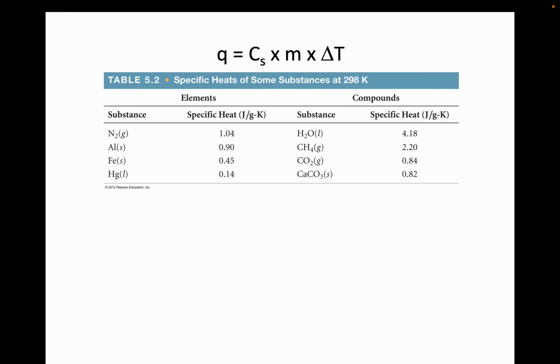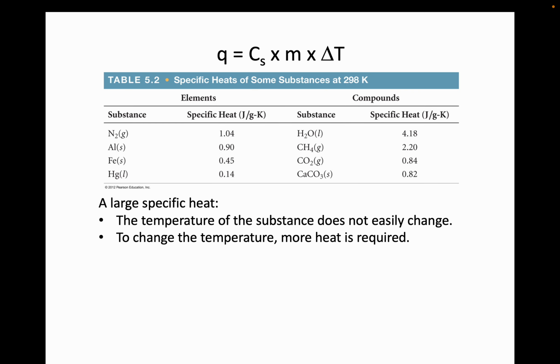This table has some specific heat data for us. If we look at them, we find that some of them have larger values, some of them have smaller values. H2O liquid, that's one of the larger values listed there. A larger value is telling me that the temperature of that substance does not change as easily when heat is being added.